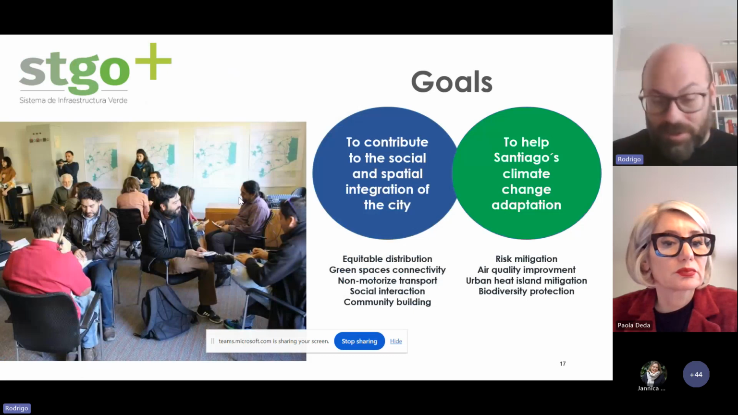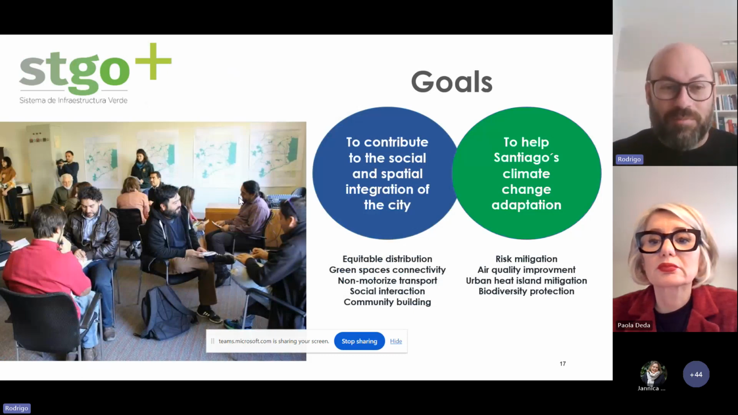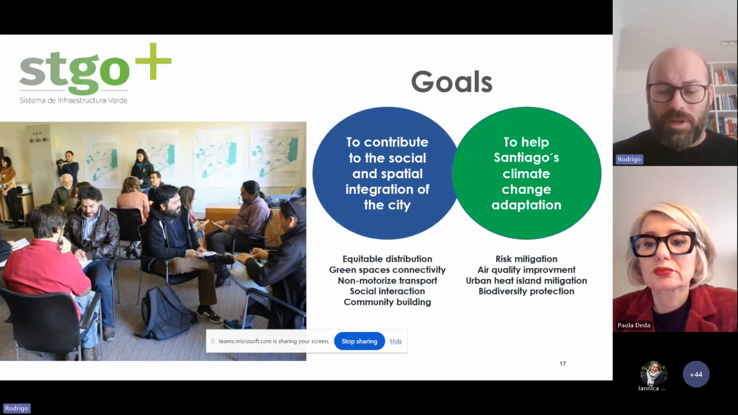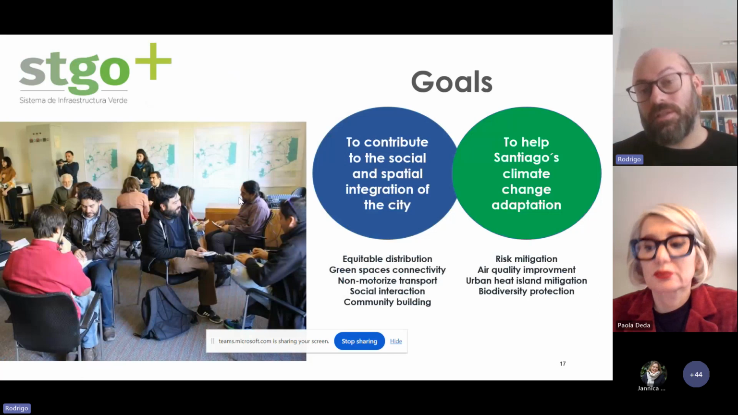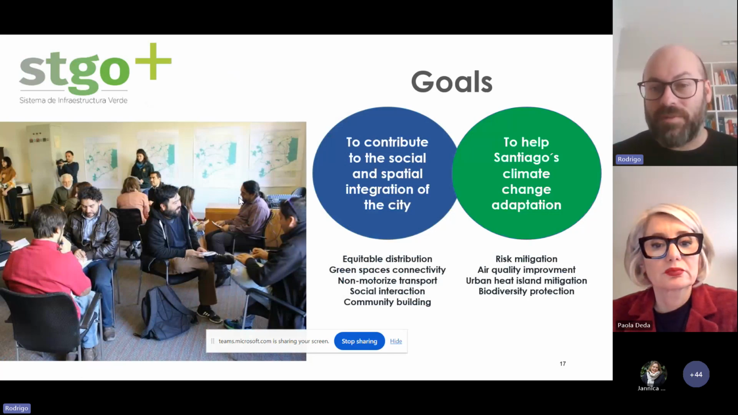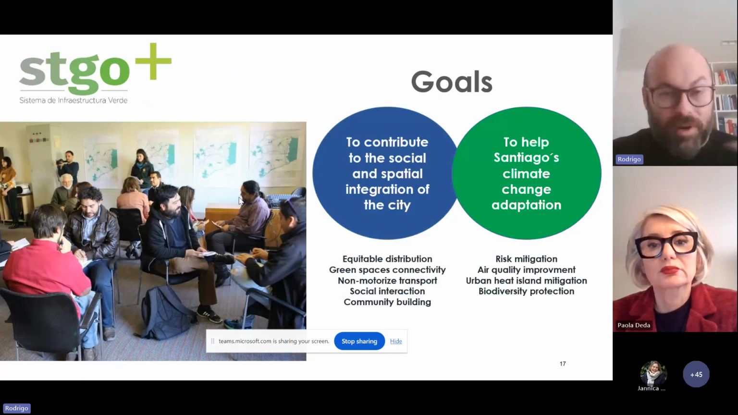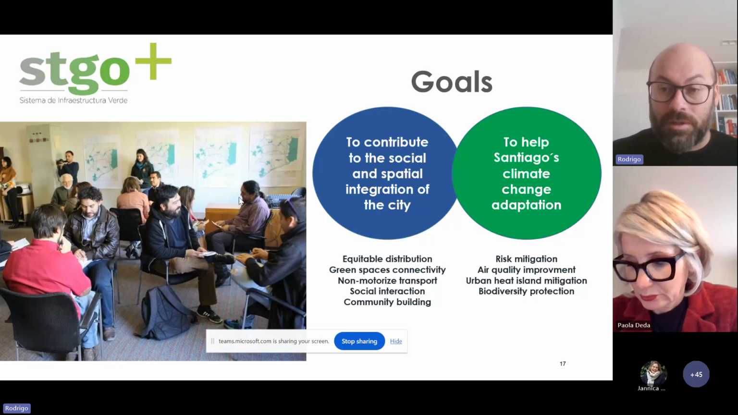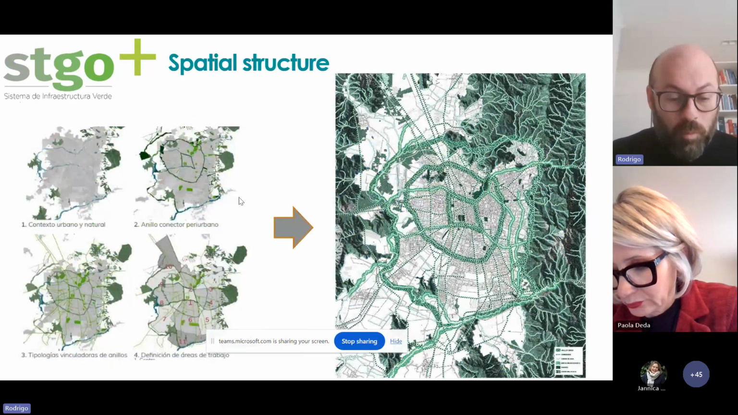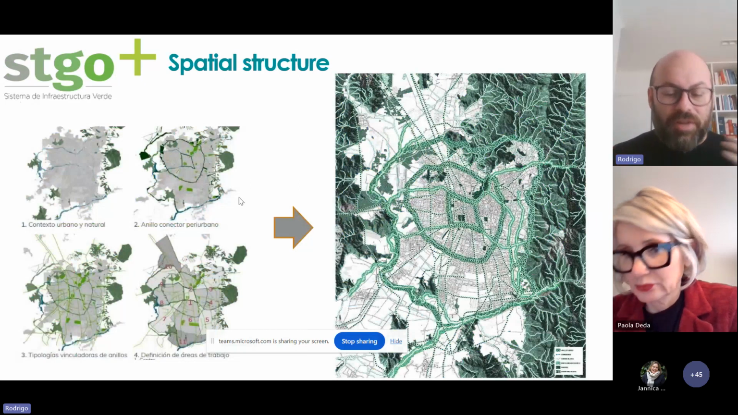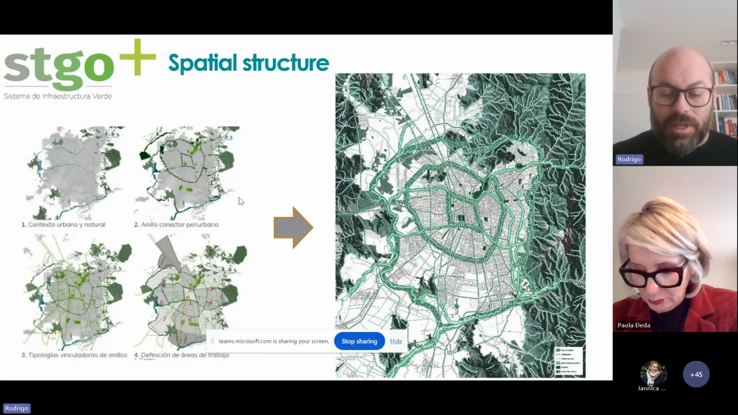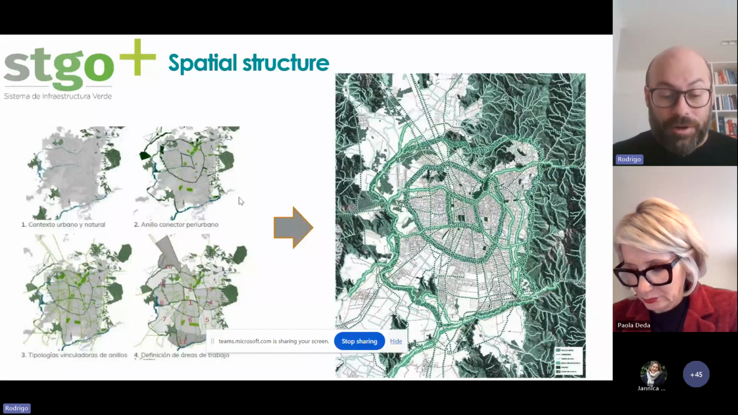And after lots of meetings and processes of deliberation and negotiation, we agreed on two goals that balance the most relevant social and environmental issues. First, to contribute to the social and spatial integration of the city, the idea of reverting the fragmentation of Santiago, and also to help Santiago's climate change adaptation. We also defined the key green infrastructure components of the network, which include urban parks, forests, hills and rivers, urban streams and green corridors.